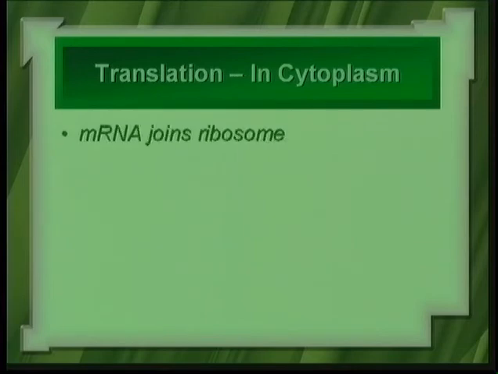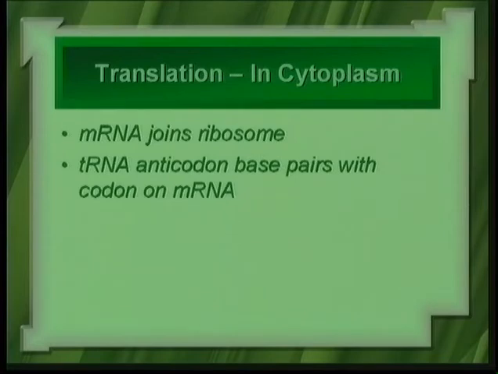Now translation. The messenger RNA leaves the nucleus and translation happens in the cytoplasm of the cell. First of all, the mRNA will join the small subunit of the ribosome. The tRNA will attach, and so will the large subunit of the ribosome. The tRNA anticodon, remember, is just a series of 3 complementary bases that pair with the codon on the messenger RNA. So if the codon on the messenger RNA was CAU, which codes for histidine, the complementary bases of the anticodon would of course be GUA.